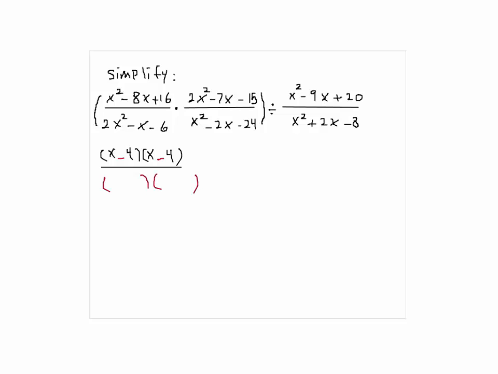All right, how about this one? Who can tell me how to factor the second one? 2x squared minus x minus 6. Okay, Martha, can you tell me? x minus 4, x plus 3. Well, the first term is 2x squared, right? So this must be 2x. So 2x minus 4, x plus 3.